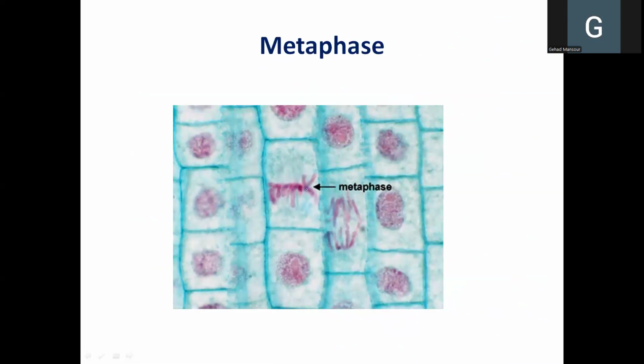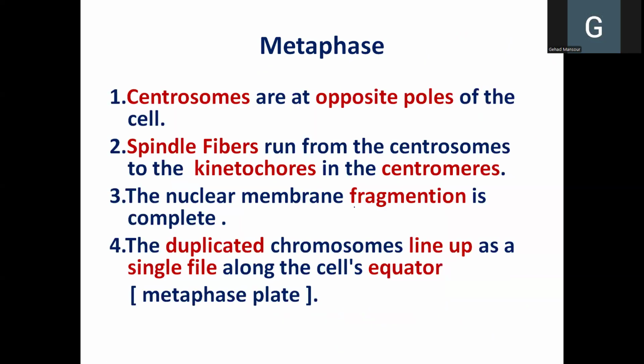Now we move on to the stage of metaphase. And as you can see from the slide, it's very clear that here the chromosomes are aligned at the equator of the cell. And this is a very important step before the next stage, which is anaphase, when the sister chromatids, as you can see, separate towards the two poles of the cell.